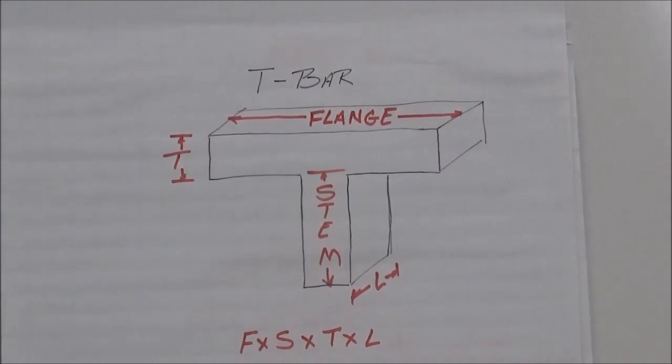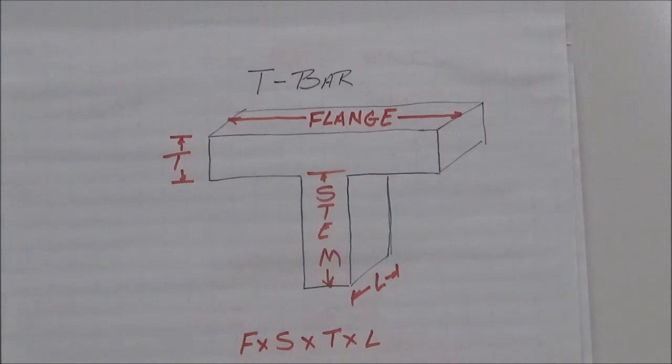All right, ladies and gentlemen, here we go. This is a T-bar, and you can notice that it's a little bit different. The top part is known as the flange. All right, and then you're going to have the thickness, and we work with T-bars in the thickness of the flange. Now you're going to notice that the other part, the vertical part, is called a stem. And we're going to call that the width of the stem. And then we have the length.